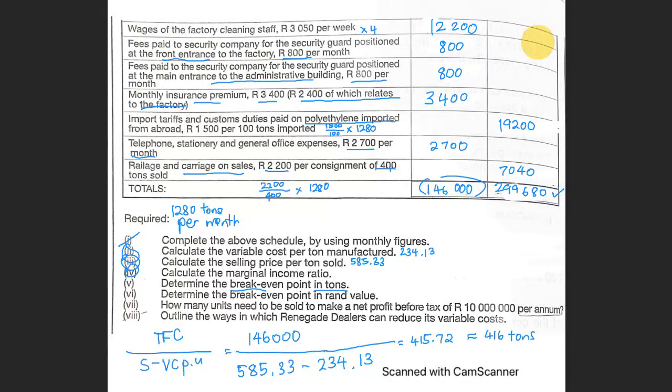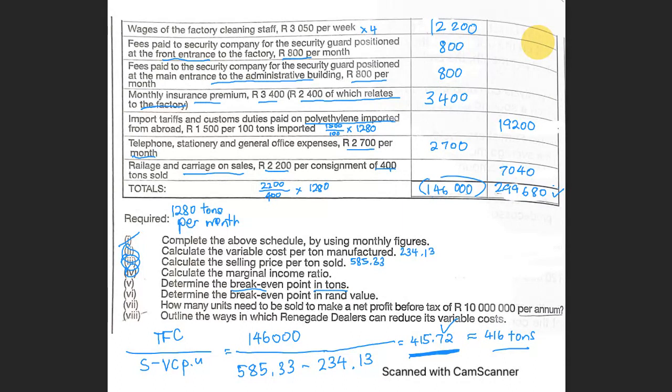But make sure that you're leaving this in your answer booklet, because this is where your marks come in. You would be awarded the mark for that and not the mark for the 416. So here the 415.72 tons is your break-even point in units or in tons. So please make sure to say that as well, like I did at the end here. We specified that it would be in tons.